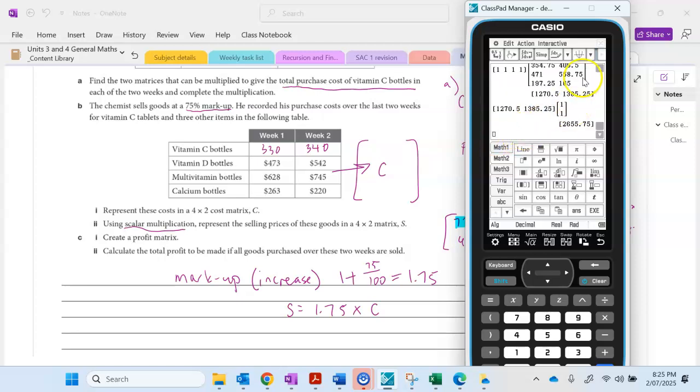Oops. Where are we? It's not cooperating. Come on. All right, let me just copy it. Dragging it down.